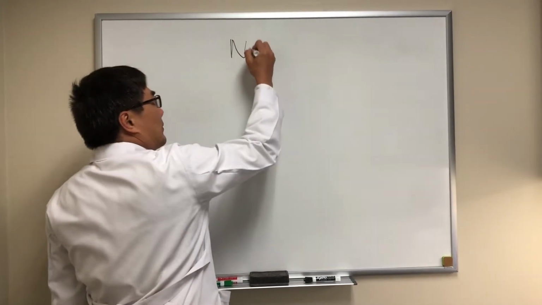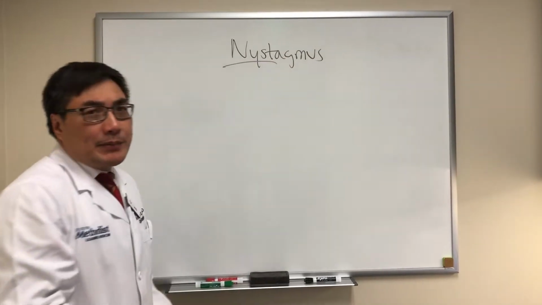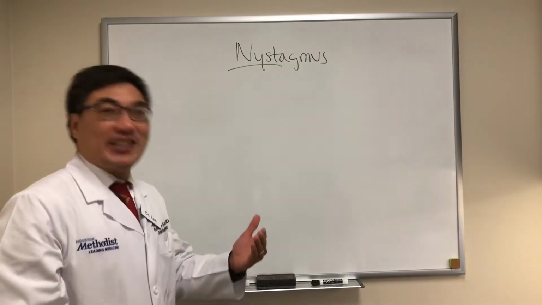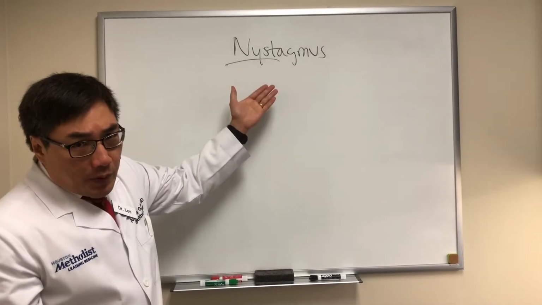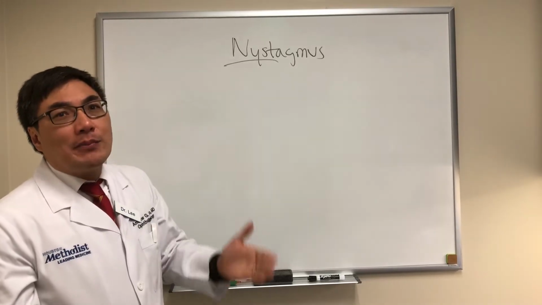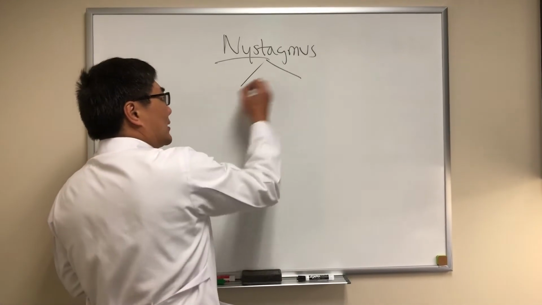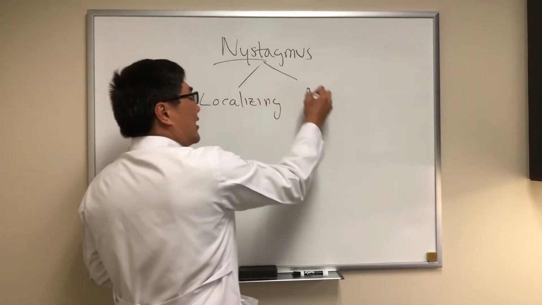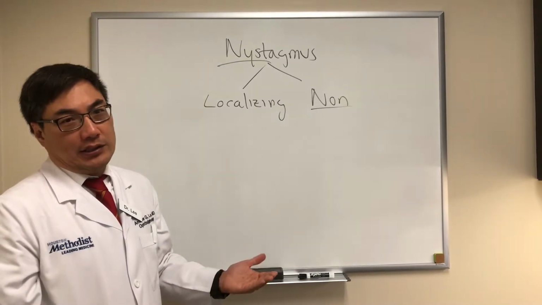Today we're going to be talking about nystagmus. Nystagmus means nod, so it's kind of the nod you get when you're falling asleep and then your head goes back. We don't have time to show all the forms of nystagmus, so we're only going to talk about the localizing forms. There are localizing forms of nystagmus that tell you where the lesion is, and there are non-localizing forms of nystagmus which do not tell you where the lesion is.